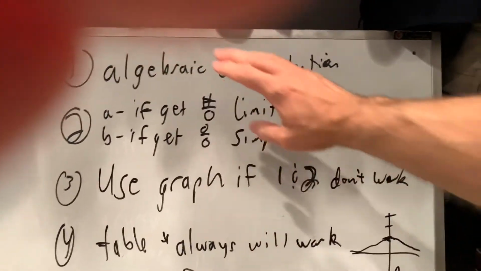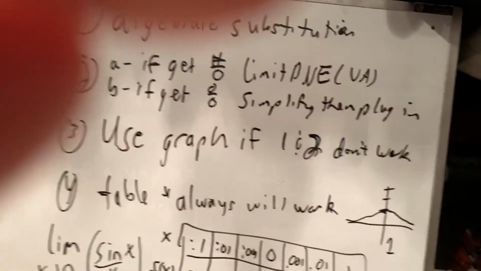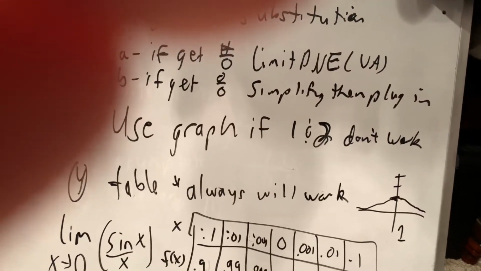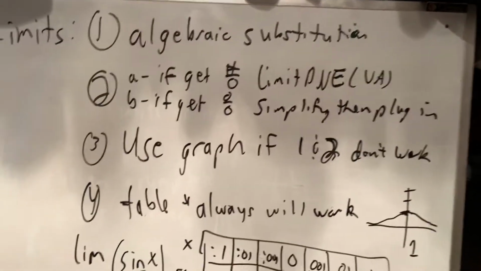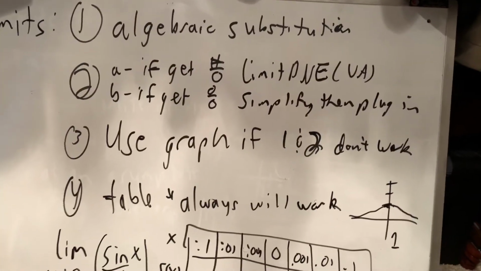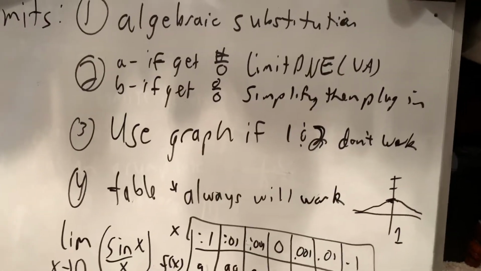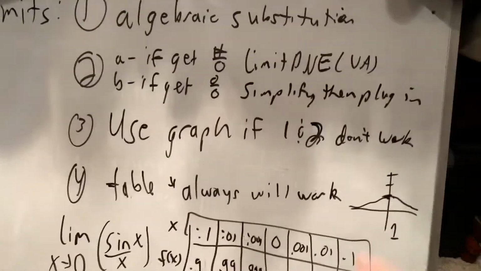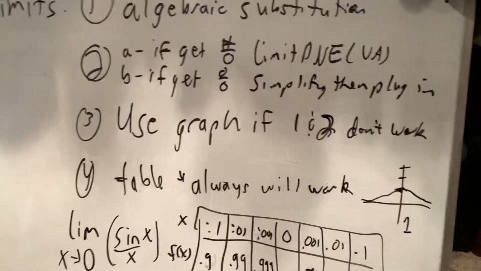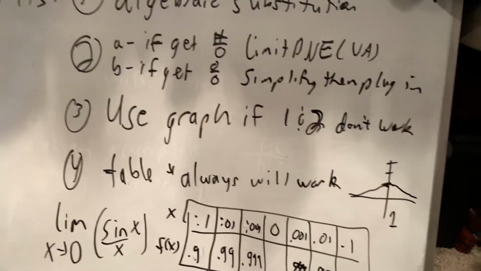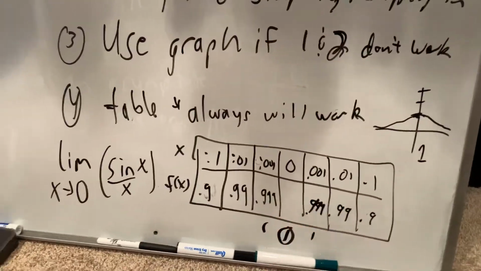If you get a number over 0, that means it's a vertical asymptote, so you can immediately write does not exist. Now, if you get 0 over 0, that means you can simplify it just like the ways we did. If for some reason when you get in homework, whatever, you can't do it algebraically or you can't simplify it, see if you can use the graph. And if that doesn't work, you can always use this table.